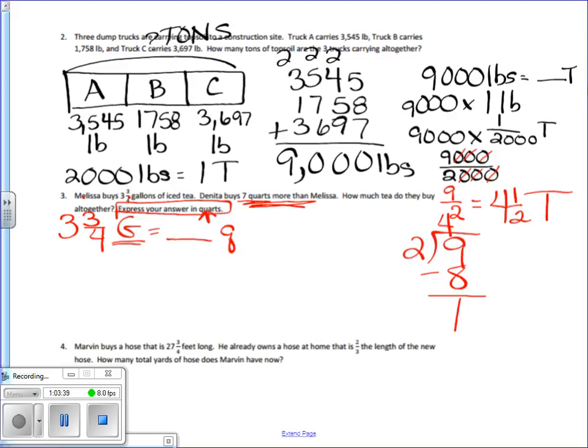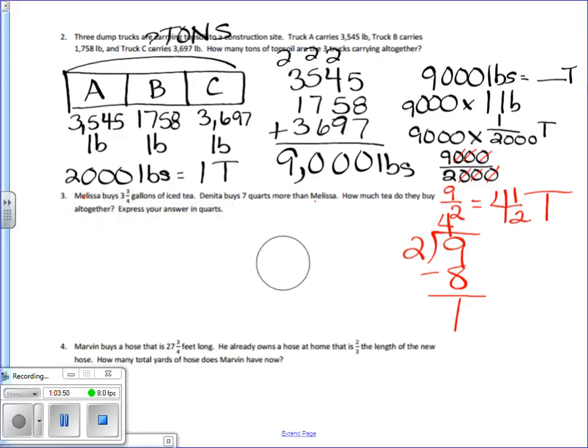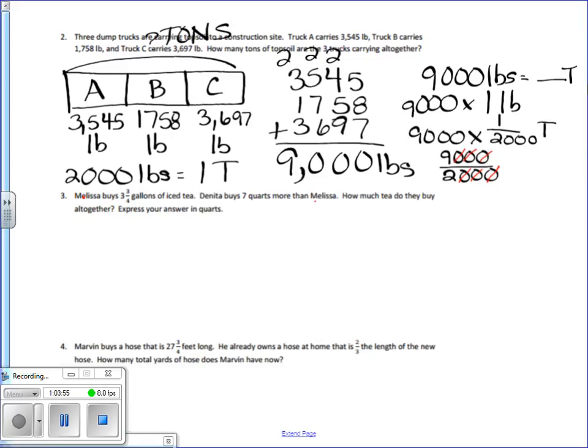So let's see. 3 3/4 times, let me write that. I've got so much red going on. Let me erase all this. 3 3/4 times 1 gallon. Well, I know this is going to get really cluttered. I needed to clear it off. Times 1 gallon. 3 3/4 times. I'm going from gallons to quarts.